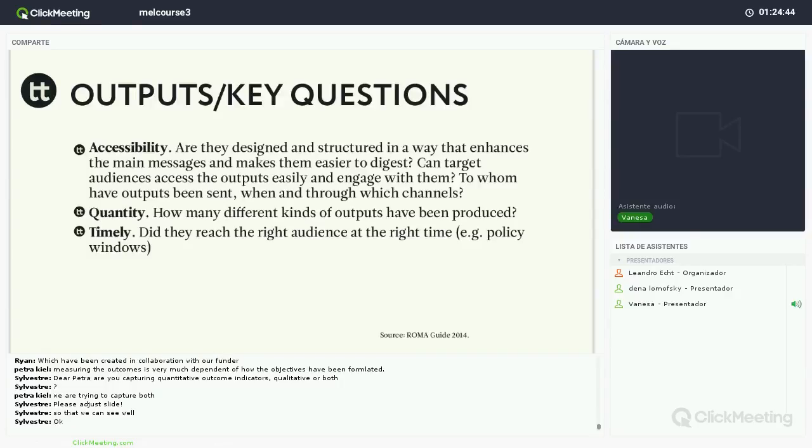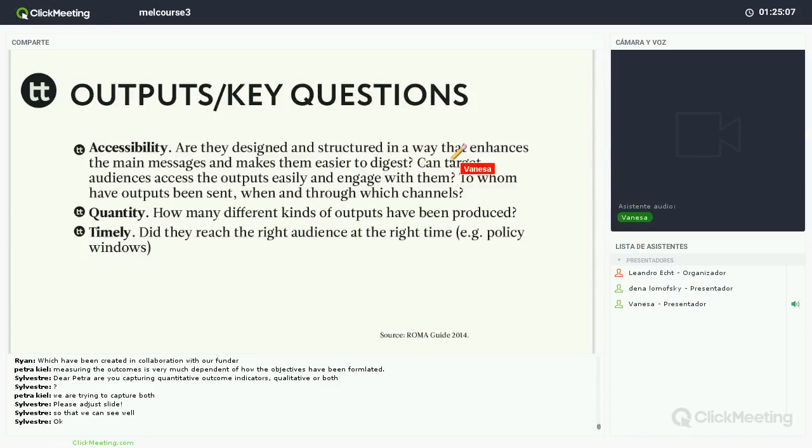I mean, are we having a lot of the same? Or maybe we should have some other type of outputs while our activities are. Are we reaching the audience in a timely manner? So these are all types of relevant questions that are important in terms of identifying the adequate and the appropriate indicators of your outputs.